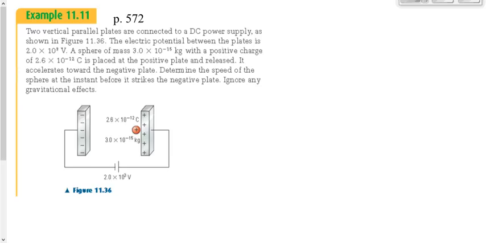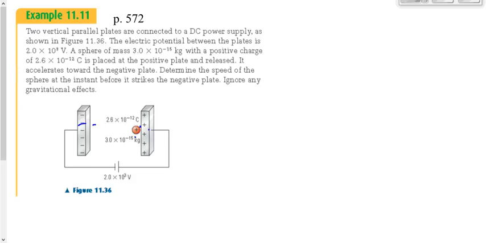So the potential difference between those plates is 2,000 volts. Here's a sphere of mass 3 times 10 to the minus 15, with a positive charge of 2.6 times 10 to the minus 12. It's placed at the positive plate and it's released. Forget about what the question's asking right now, what happens when this positive particle is released from this positive plate? It speeds up because it's repelled by this and attracted to this, right? Right away, I start thinking, hey, that's like a car going down a hill. So right away, I start thinking EI equals EF.